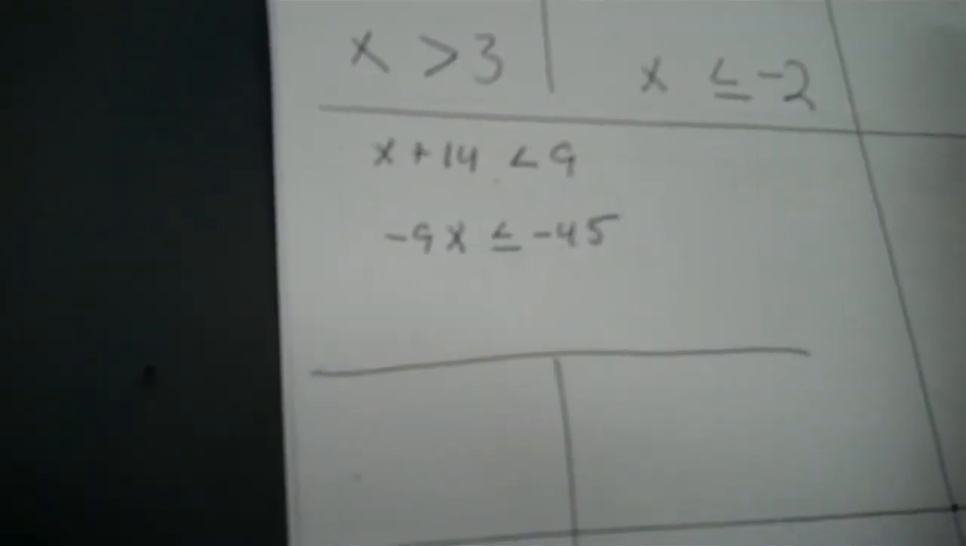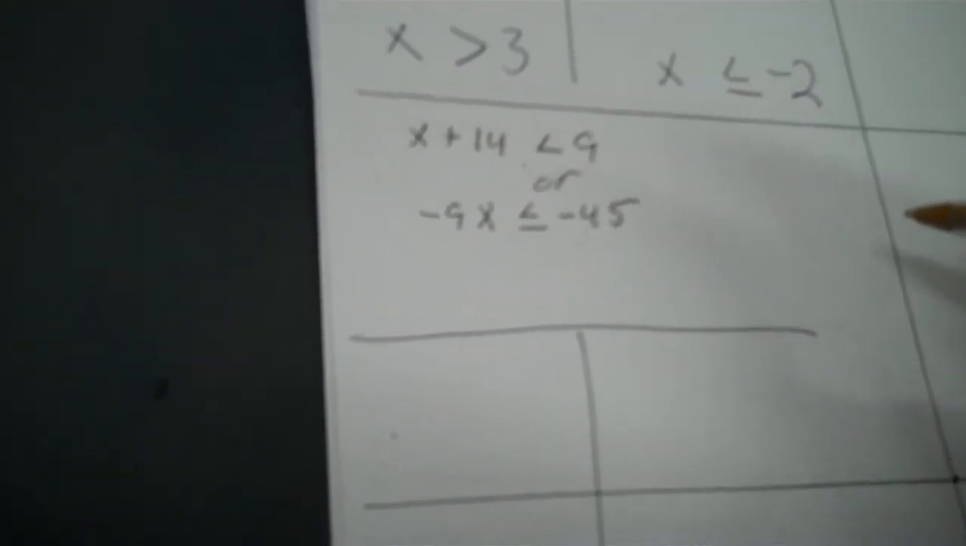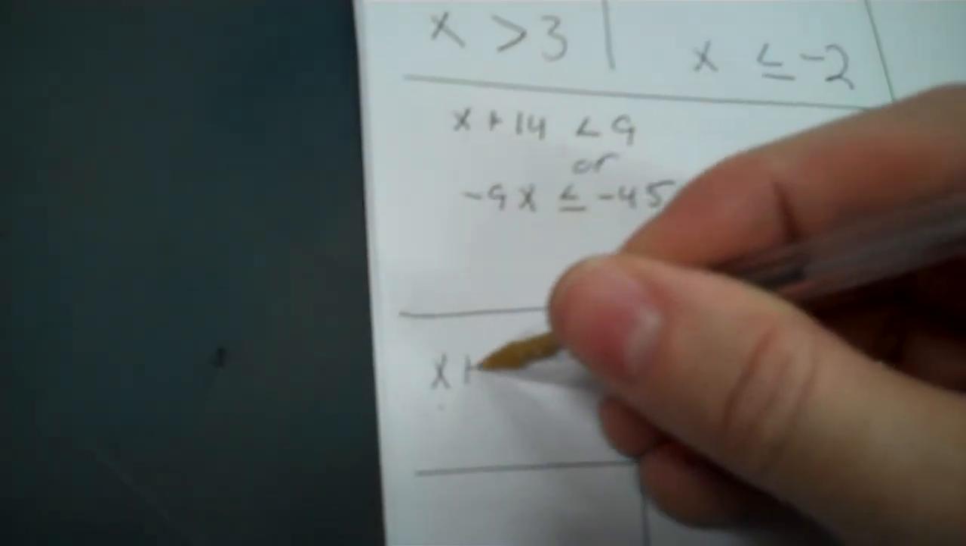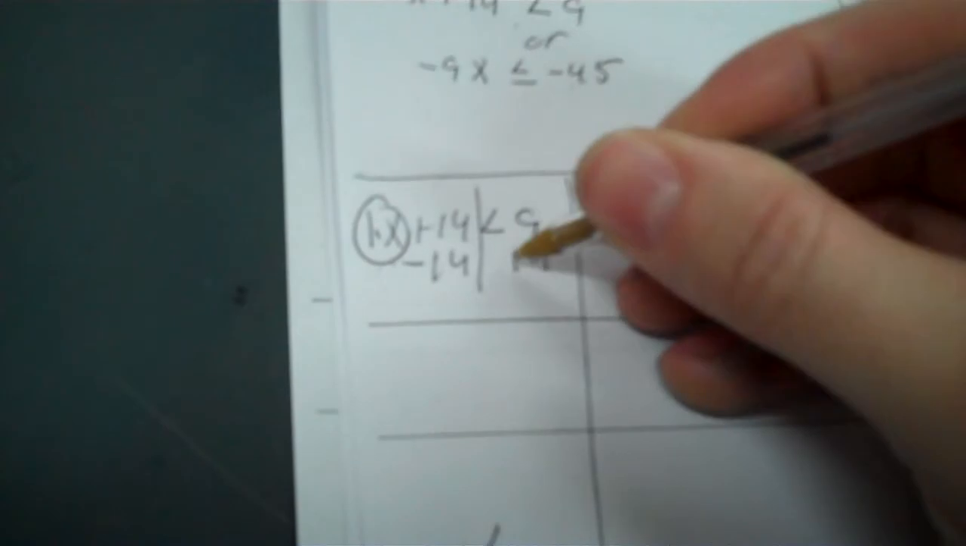x plus 14 is less than 9, or, that should say or, negative 9 times x is less than or equal to negative 45. Okay, so on one side we got x plus 14 less than 9, and on the other side we got negative 9x less than or equal to negative 45. Wall goes up, 1 dot circle.